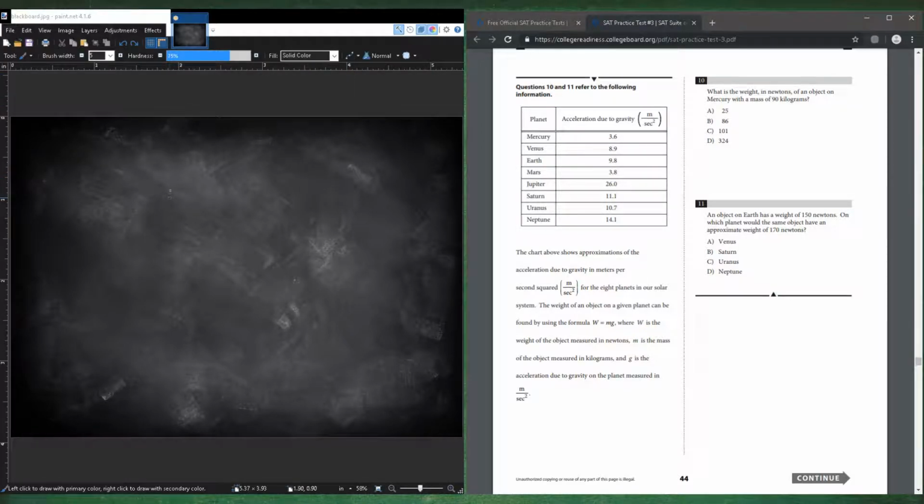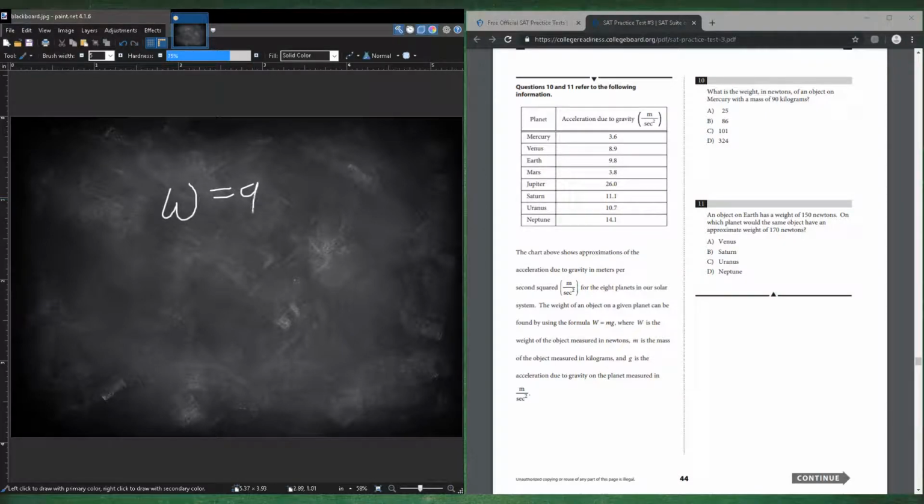So we're going to have to look for W. The mass is 90, so we need to find the acceleration due to gravity on Mercury. Mercury is 3.6. So using your calculator, 90 times 3.6 is 324. So the answer is D, which is pretty basic. Just look at the chart and you'll get the questions right.